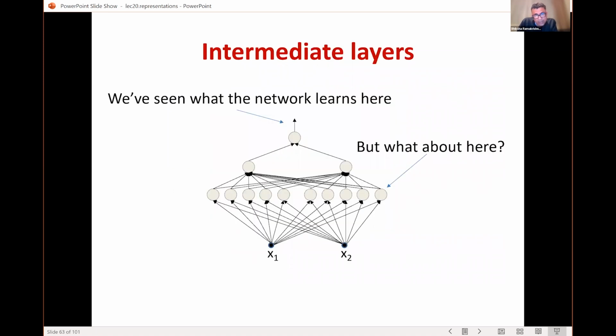Now let's change gears a bit, right? We've seen what the network learns here, what the network learns here. We've seen what happens to the data as it goes through the network.